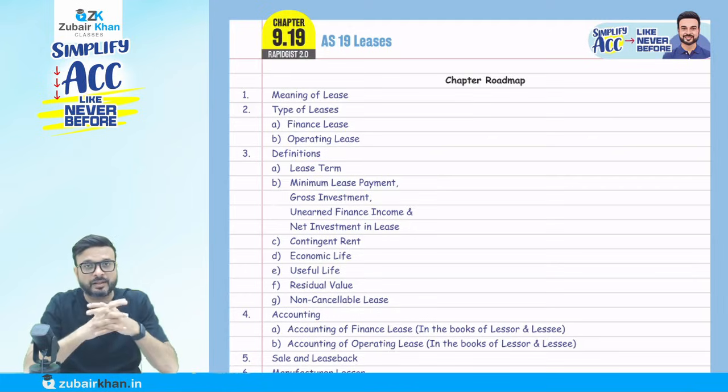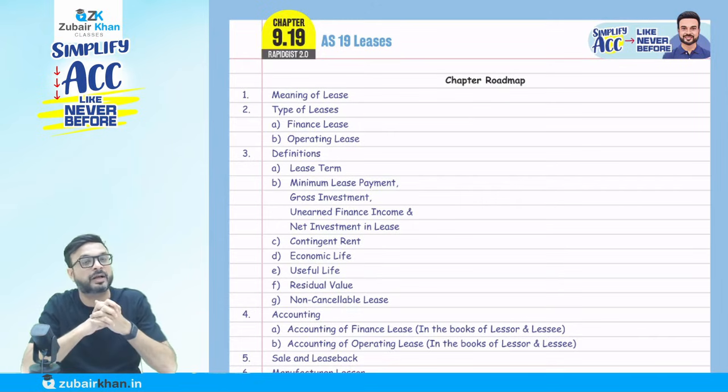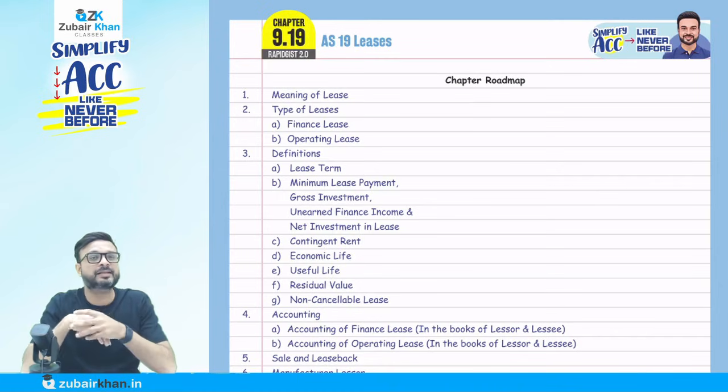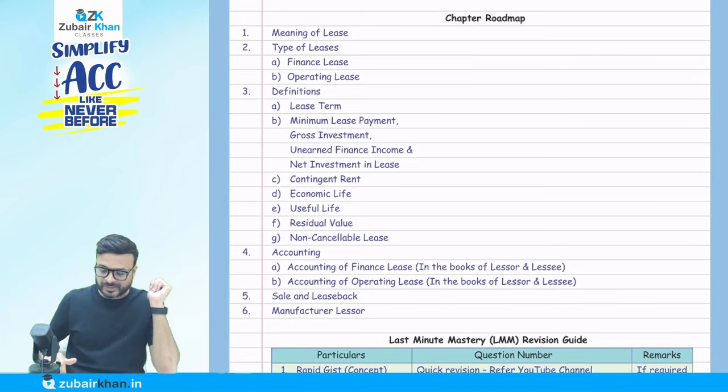There are so many things that we are going to discuss: the meaning of lease, the types of lease, the finance lease, the operating lease, and there are so many definitions in Accounting Standard 19, and how to do the accounting in the books of lessor and lessee. There is a concept of sale and lease back and the manufacturer lessor. So let's first start with the concept.